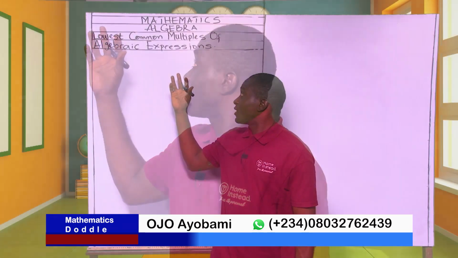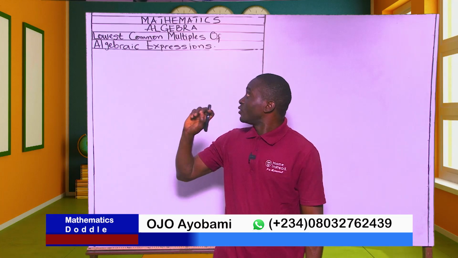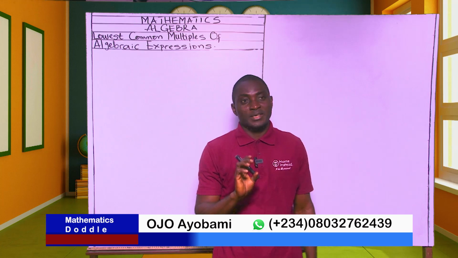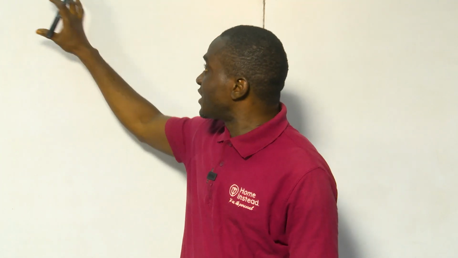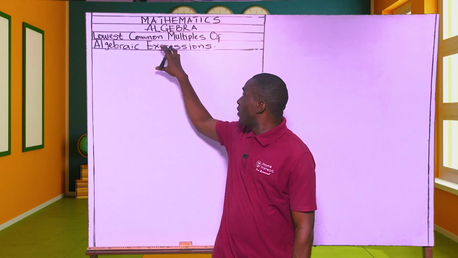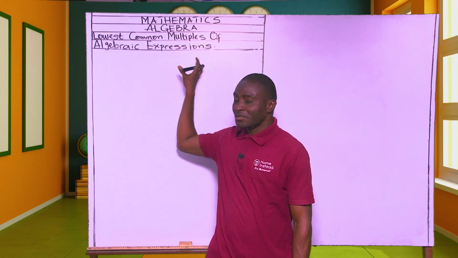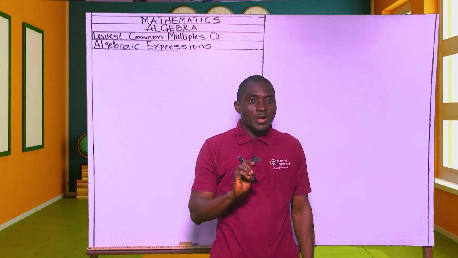Today we want to do the topic, which is algebra, and the subtopic is lowest common multiples of algebraic expression. Lowest common multiples of algebraic expression. Get hold of your writing materials and let's go.